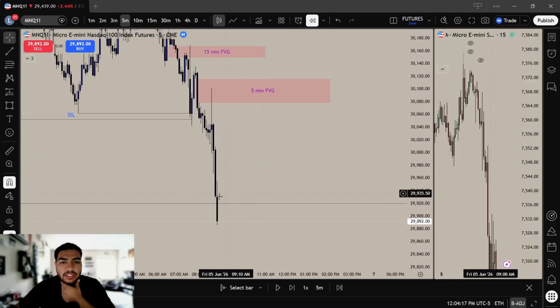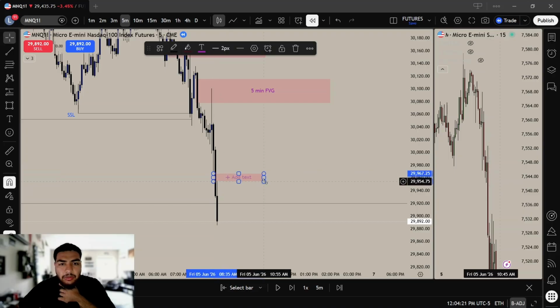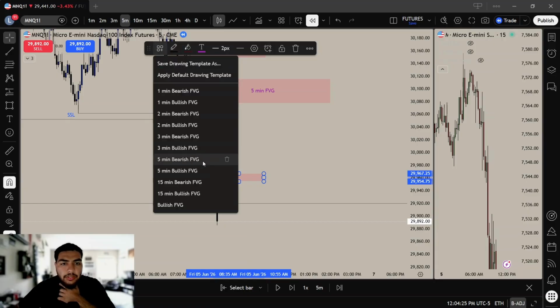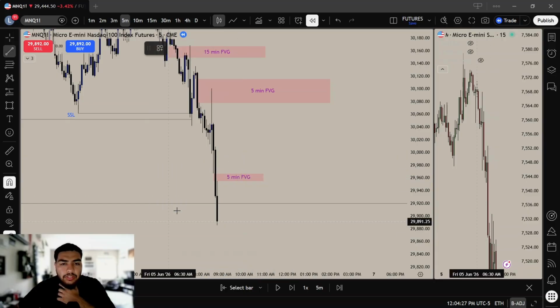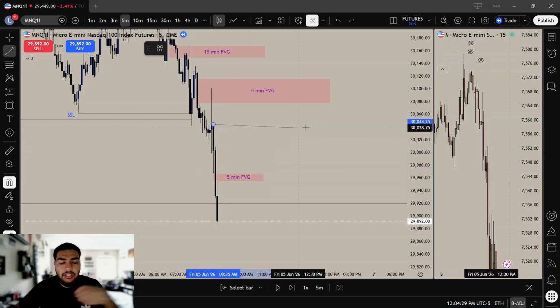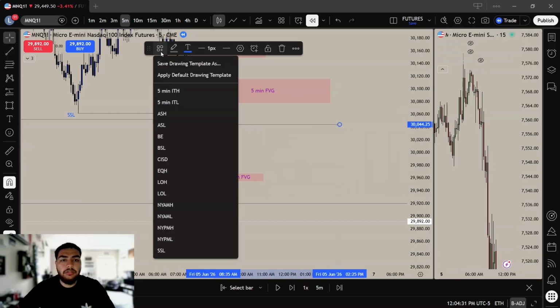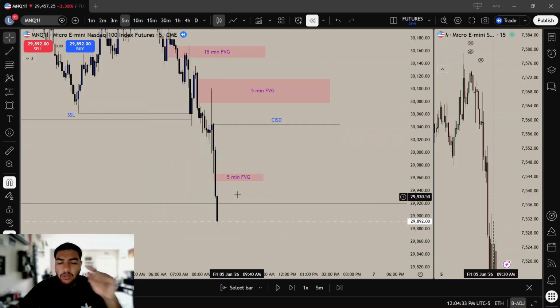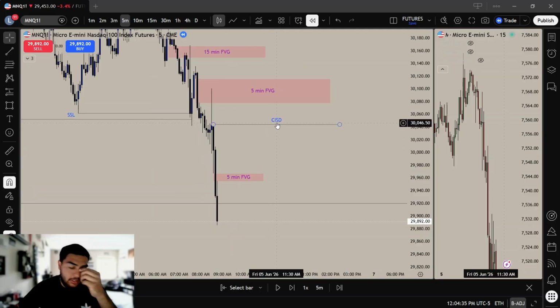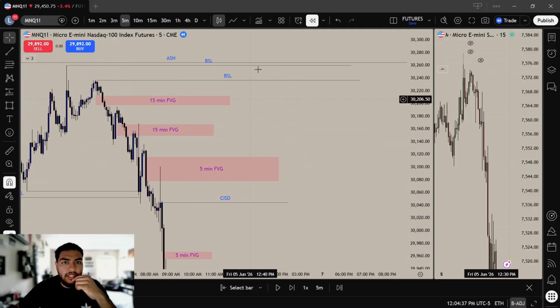So what I would want to see is an inverse right now, right? This is right after market open. I would want to see an inverse right here on this 5-minute fair value gap. And then we have a change in state of direction right here. I would want it to inverse this fair value gap, close above this, and then aim for this buy side. Or honestly, I would probably say aim for this buy side liquidity.